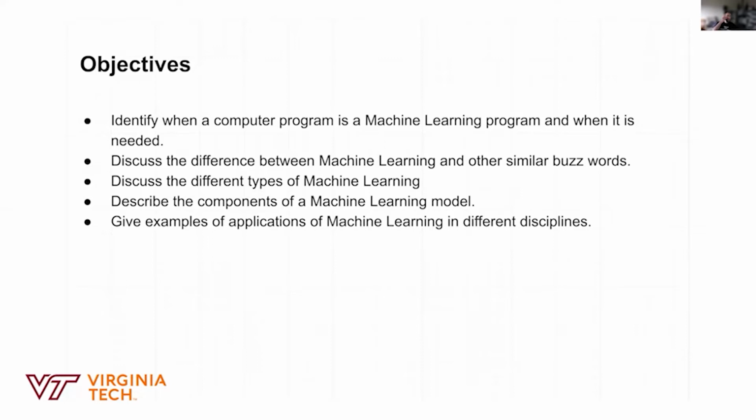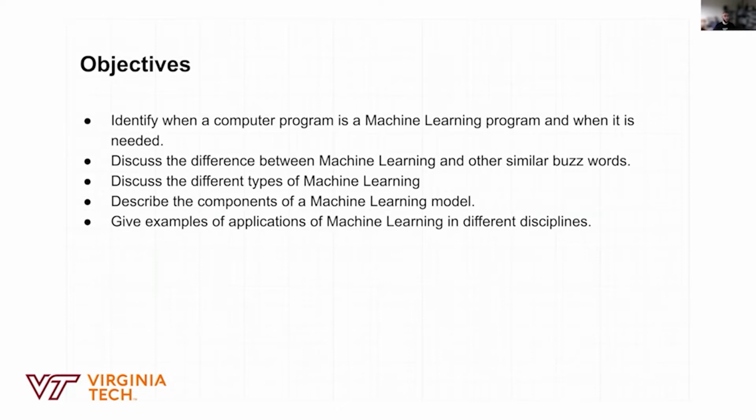So the objectives of our course is to identify when a computer program is a machine learning program and when it is needed. Because the fact of the matter, folks, is that machine learning is like a buzzword, and people say, oh wow, let's use machine learning. But sometimes using the traditional methods can be better than machine learning. So you need to be clear and know when you need to use machine learning versus when it's better for you to stick to the traditional methods.